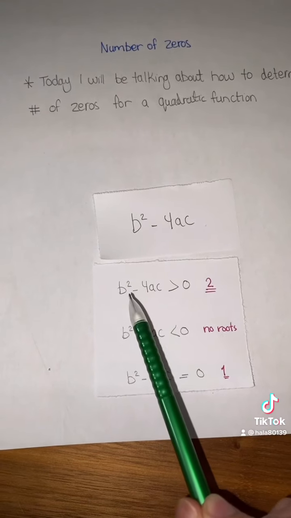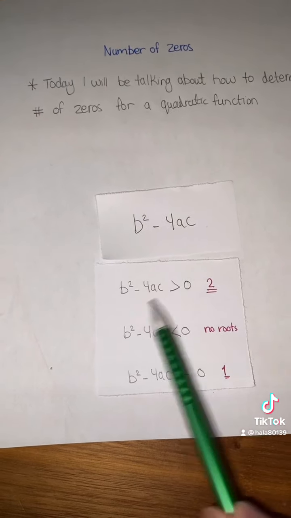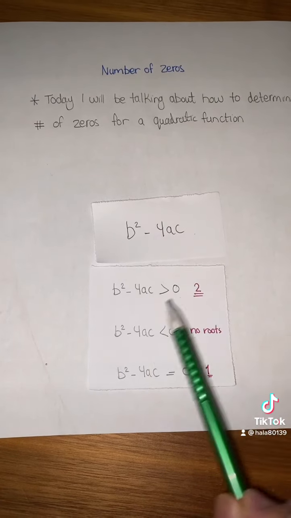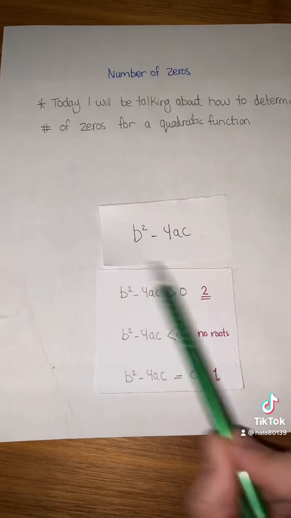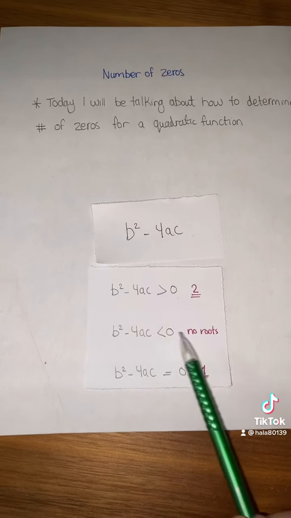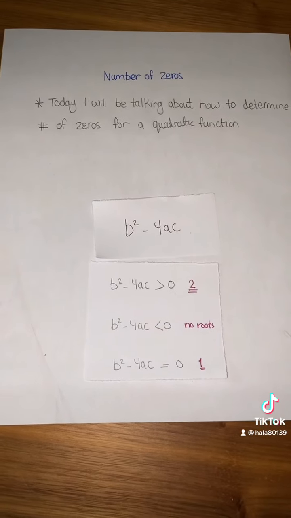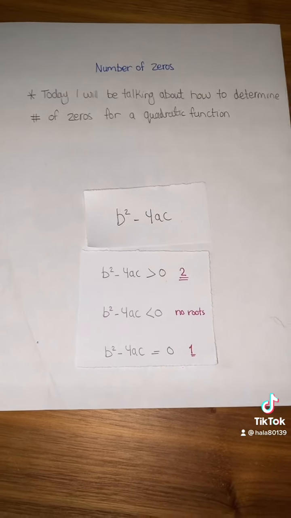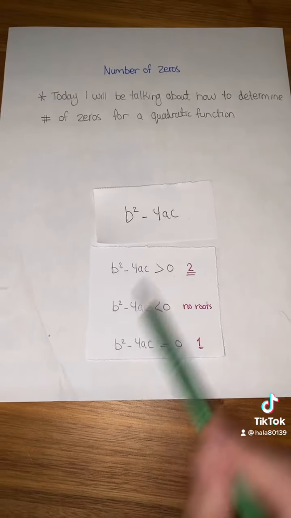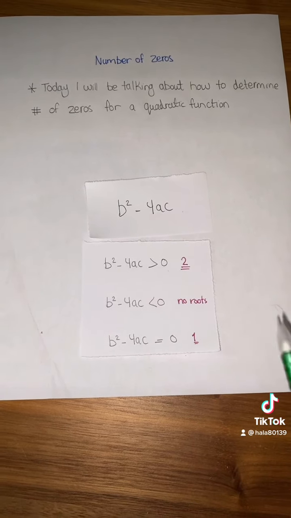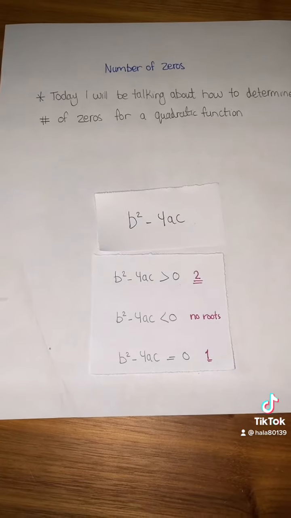So if b squared minus 4ac is bigger than 0, that means we have two solutions or two zeros. If the result is less than 0, that means we have no zeros. So 0 solutions, 0 x-intercepts. We don't have x-intercepts or zeros at all. If the result of this is exactly 0, that means we have only one root or one x-intercept.